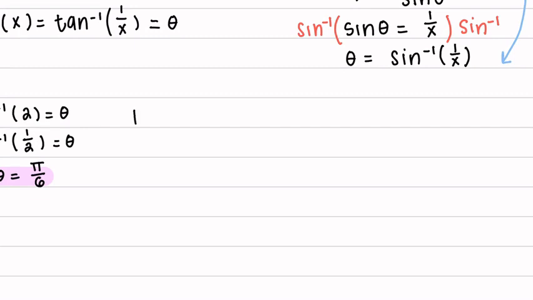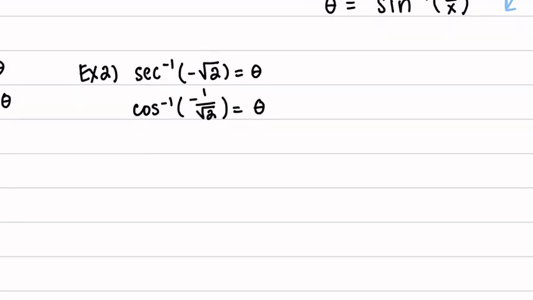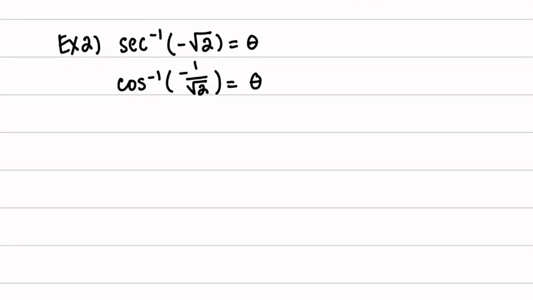Example 2. We have secant inverse of negative square root 2 equals theta. And so we'll rewrite that as inverse cosine of negative 1 over square root of 2 equals theta. And then I'm going to rationalize that. Multiply top and bottom by square root of 2, and we have inverse cosine of negative root 2 over 2 equals theta.